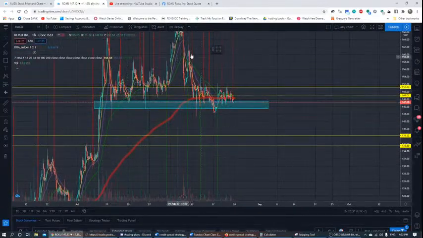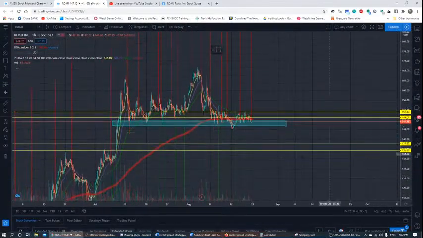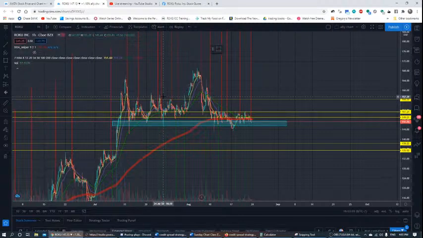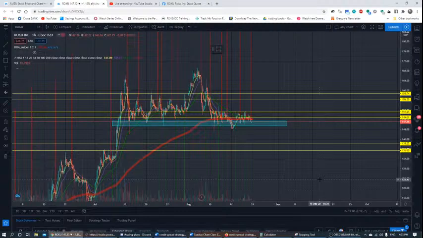We gapped up and we're making this island. If we break down, look for this area right here, because there's still a lot of meat on the bones for Roku if you want to short it. Or if you're bullish on Roku, wait until 150 breaks. If we break 150, that's a trend change right there. You could take a high, targeting Roku 155, 156, 158, 175.